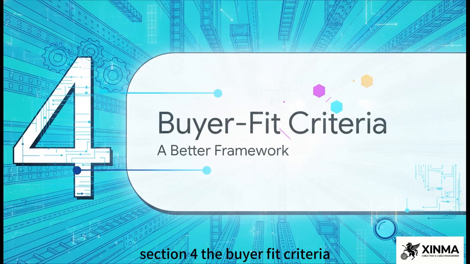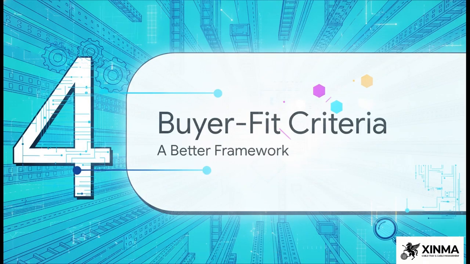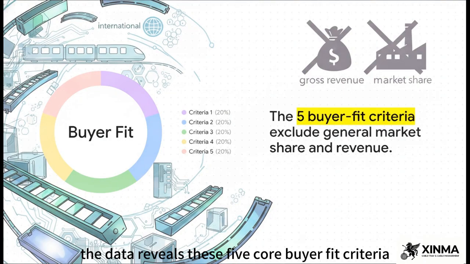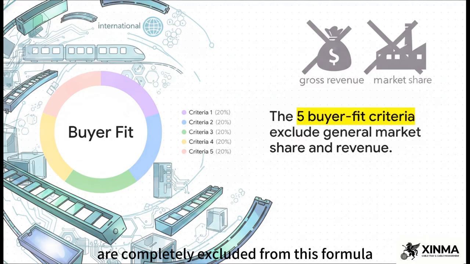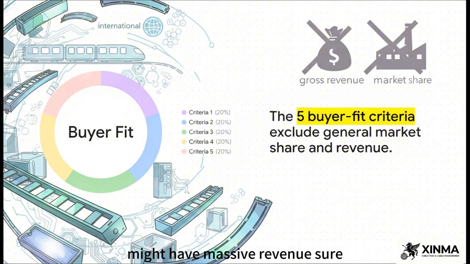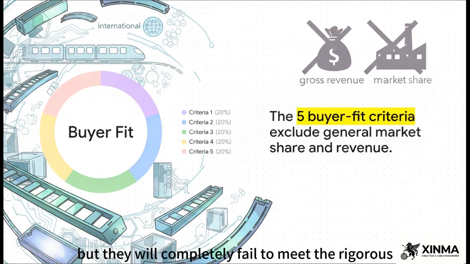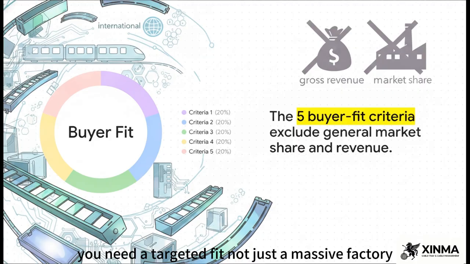Section 4, the buyer fit criteria. To avoid those pitfalls, we need a much better evaluation methodology designed specifically for EPC teams. The data reveals these 5 core buyer fit criteria that construct a reliable, risk-averse supplier profile. And notably, basic market share and gross revenue are completely excluded from this formula. Why? Because a company pumping out millions of meters of commercial-grade tray for local apartments might have massive revenue, sure, but they will completely fail to meet the rigorous IEC standards required for an international data center or a rail transit project. You need a targeted fit, not just a massive factory.